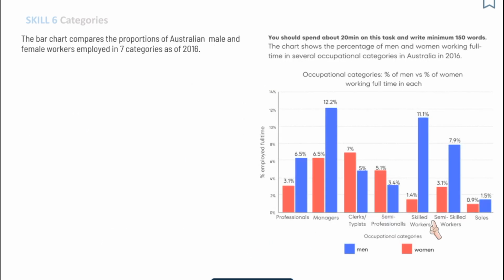Okay. Let's continue with the graph about men and women employed full-time. Here at the screen you can see the introductory phrase, which is actually the paraphrase of the topic. So the bar chart compares the proportions of Australian male and female workers employed in 7 categories as of 2016.